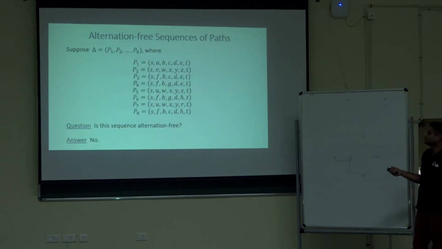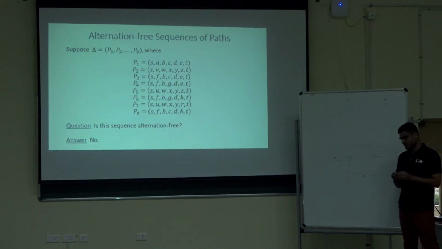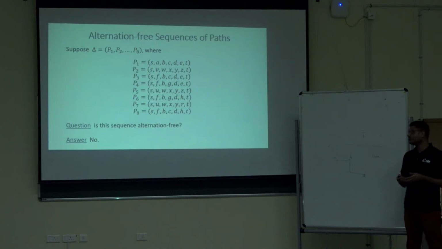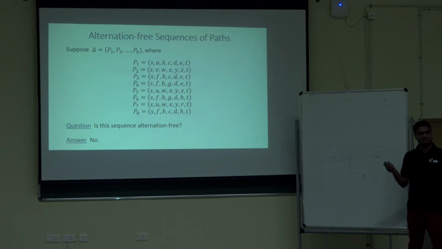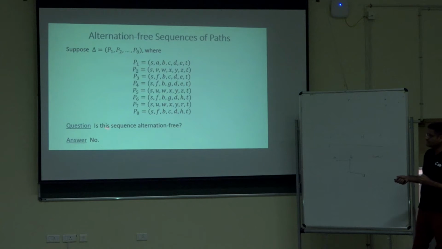Okay. So, first of all, let's try to understand what alternation-free sequences of paths are. Suppose someone tells us there is some graph, and gives us a sequence of 8 paths with a complete description of all of them. Even without looking at the graph, can we tell him that this sequence is not at all possible? We just know the vertices and the edges in these paths, and without looking at the graph, can we say, no, this sequence is not possible?